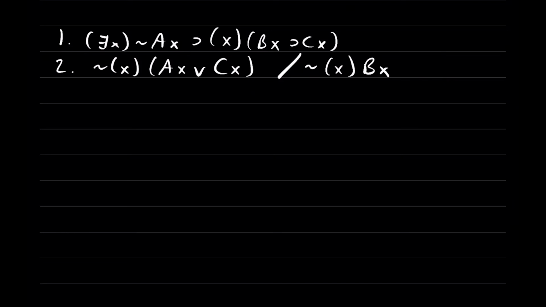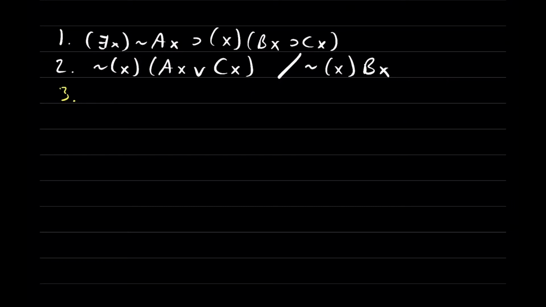So in line number 2, we have it's not the case that for all x, x is an a or x is a c. So it's not the case that everything is an a or everything is a c. And the conclusion is just this. It's not the case that for all x, bx. In other words, it's not the case that everything is a b. Let's dive in. I don't know how many lines this one's going to take, but I suspect it's not going to be too much.